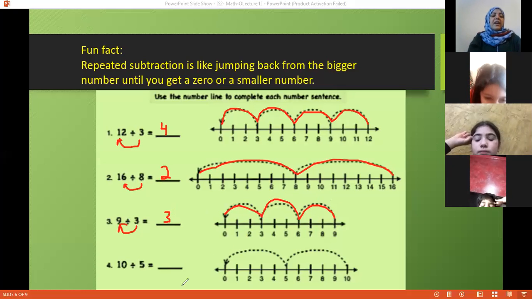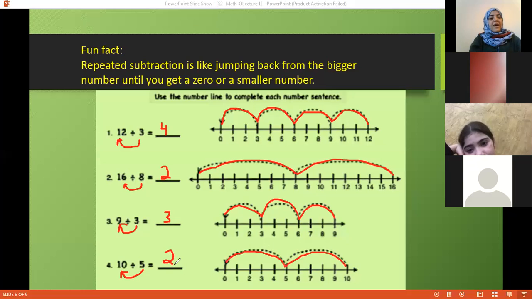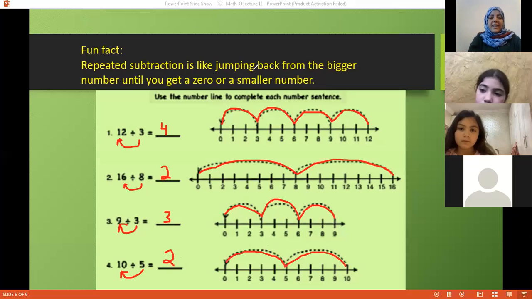Yes. 10 divided by 5. What do I need to subtract? 5. Very good. So 10 minus 5 is 5. 5 minus 5 is 0. How many times did I jump? 2 times. Is it clear, guys? Great. Let us continue.